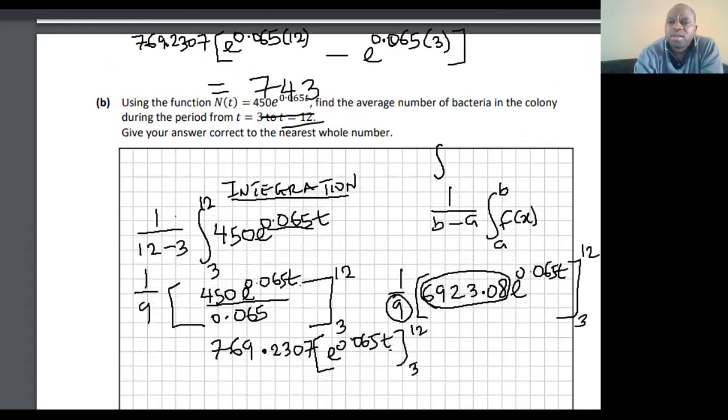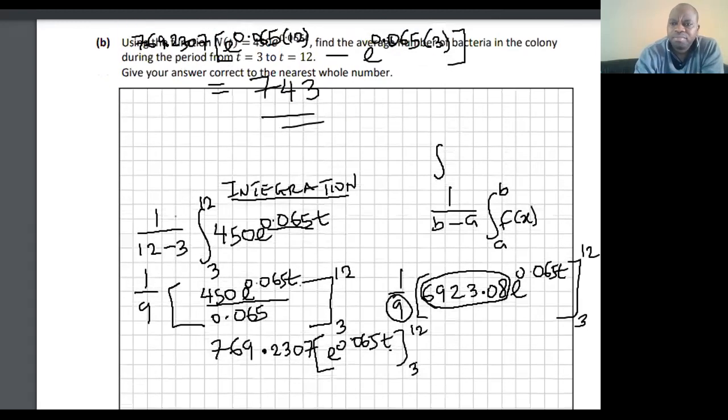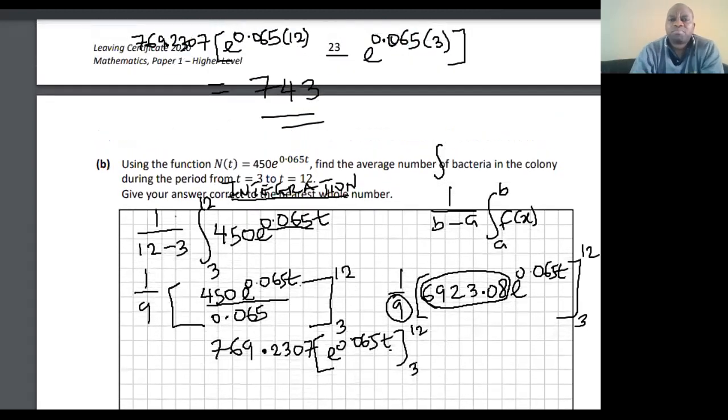Yeah, 743. Okay, so let me quickly recap on that again. Average value, integration. The only thing is, if you don't remember this formula, then we are in trouble, because I don't think this formula is in your logbook, and I don't think they are going to give it to you in the exam. I'm not sure. I don't know. So you need to just practice it. You practice this, and then you don't forget the formula. So 1 all over the interval 12 minus 3, then 450, then you put your equation there. You integrate your equation.